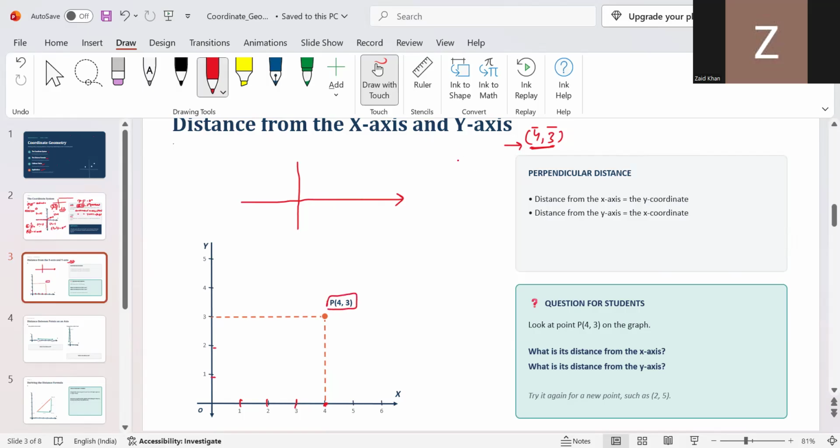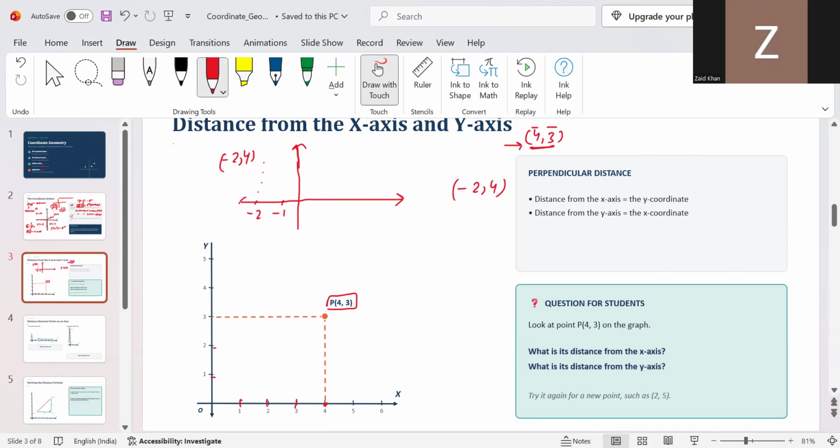Can you draw (-2, 4)? Yes, sir. Easily. Tell me. Minus 2 is, sir, minus 1 and this is minus 2. Now move 4 from here: 1, 2, 3, 4. Sir, (-2, 4) will lie here. Isn't it? Very good, shabash.